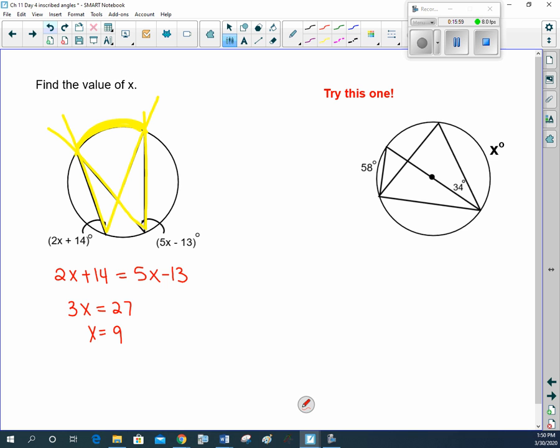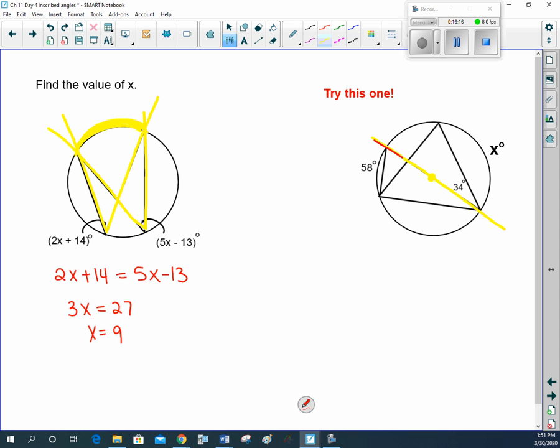Okay, over here there's lots of information. We may or may not need it all. There's more than one way to approach this. First thing I notice is that I do have a diameter right here. That's super helpful. And I also notice that I have an inscribed angle right here.